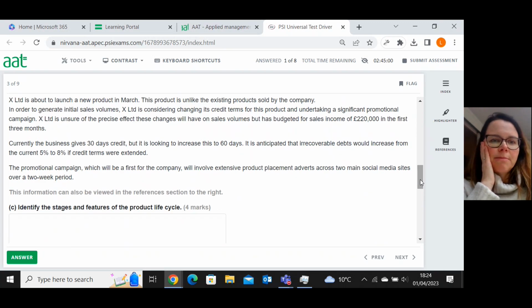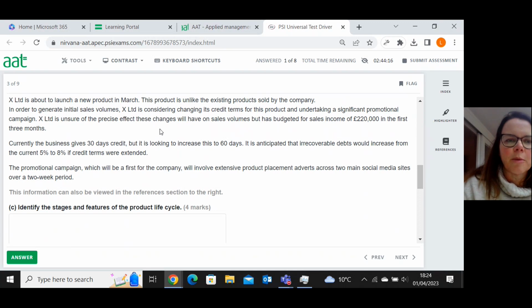X Limited is about to launch a new product in March. This product is unlike the existing products sold by the company. In order to generate initial sales volumes, X Limited is considering changing its credit terms for this product and undertaking a significant promotional campaign. X Limited is unsure of the precise effect these changes will have on sales volumes, but has budgeted for sales income of 220,000 in the first 3 months. So a lot of uncertainty. Again, it's a new product. They're bringing in these new ideas, but are they going to work? What evidence is there that they're going to work? Why are they doing it? How on earth have they come to this sales income figure of 220,000? What volumes is it based on? So a lot of difficulties here.